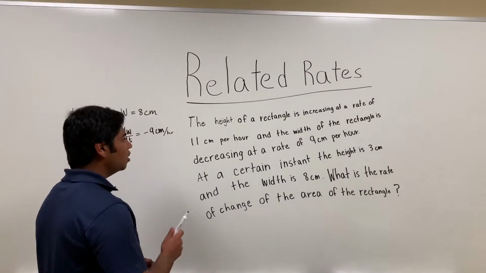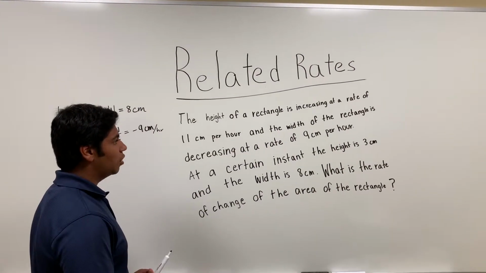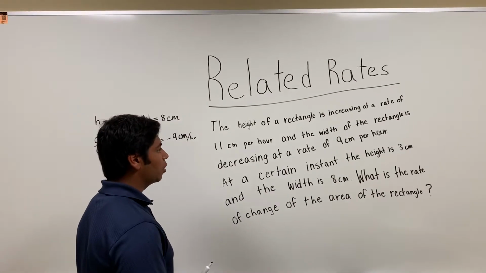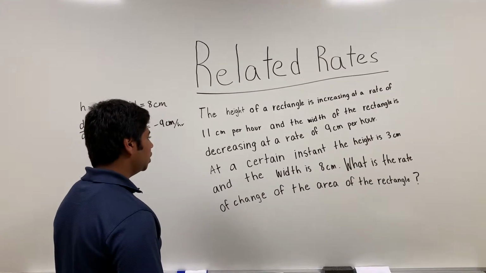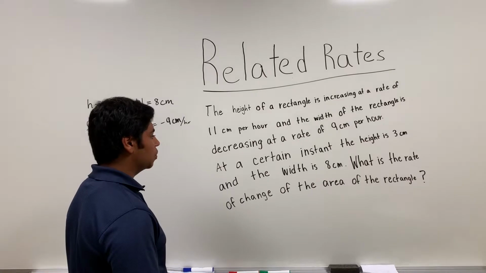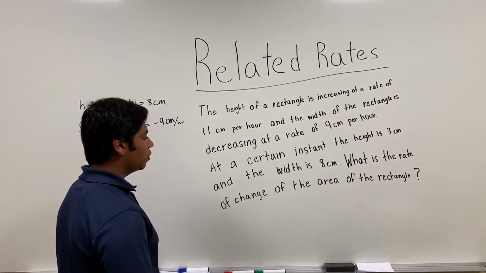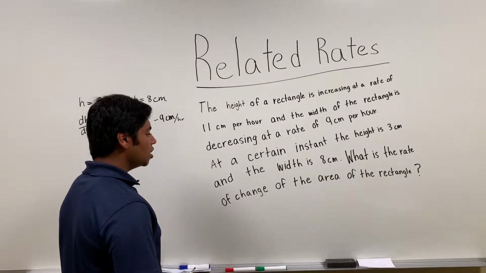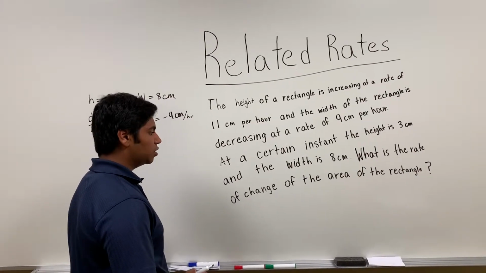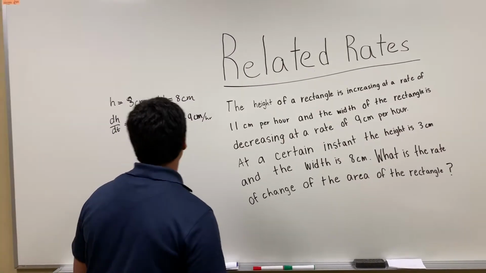Example: the height of a rectangle is increasing at a rate of 11 centimeters per hour, and the width of the rectangle is decreasing at a rate of 9 centimeters per hour. At a certain instant, the height is 3 centimeters and the width is 8 centimeters. What is the rate of change of the area of the rectangle at that certain instant?